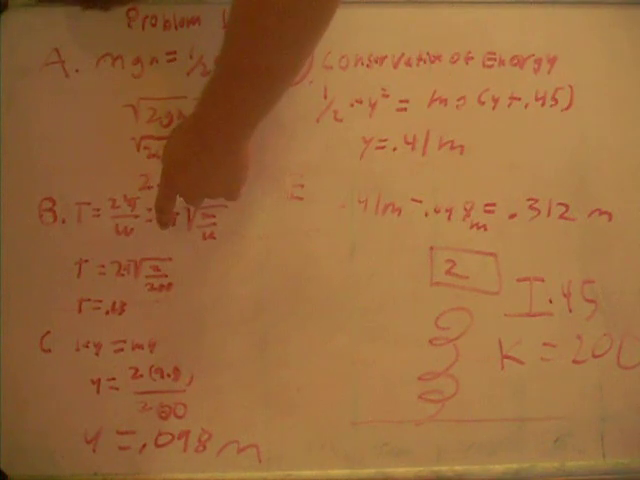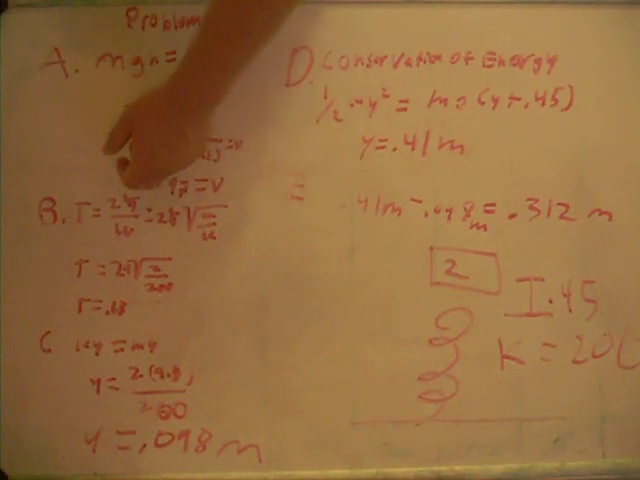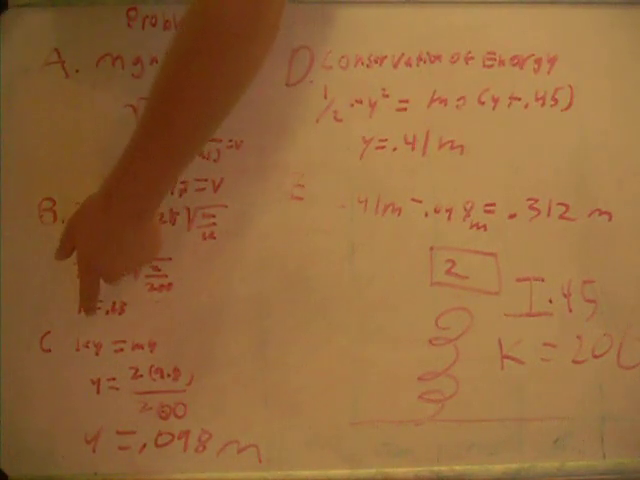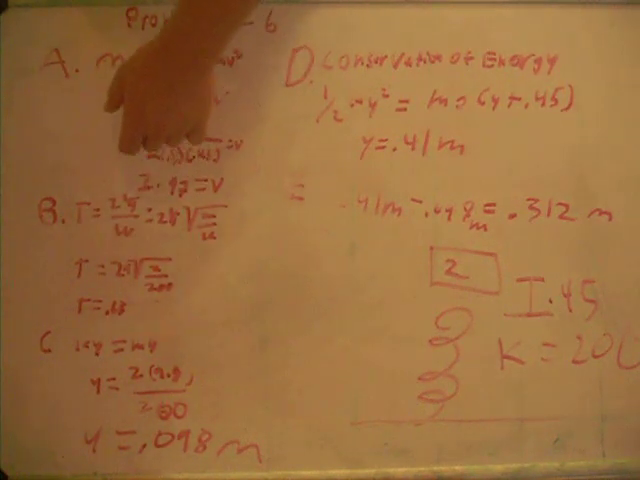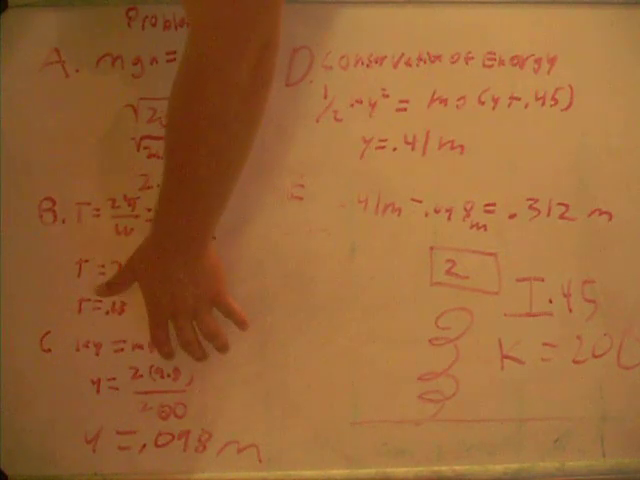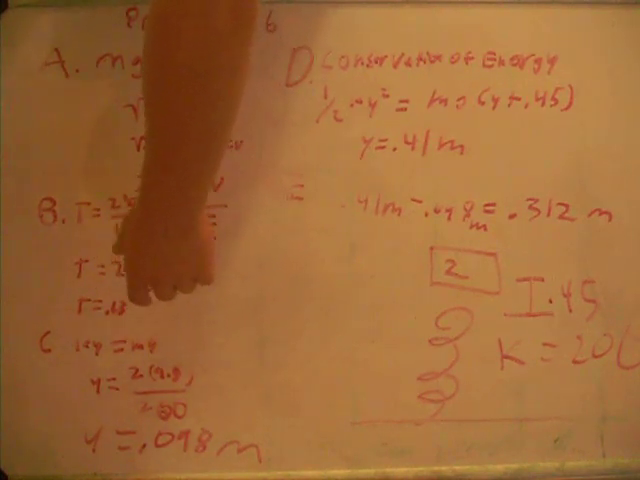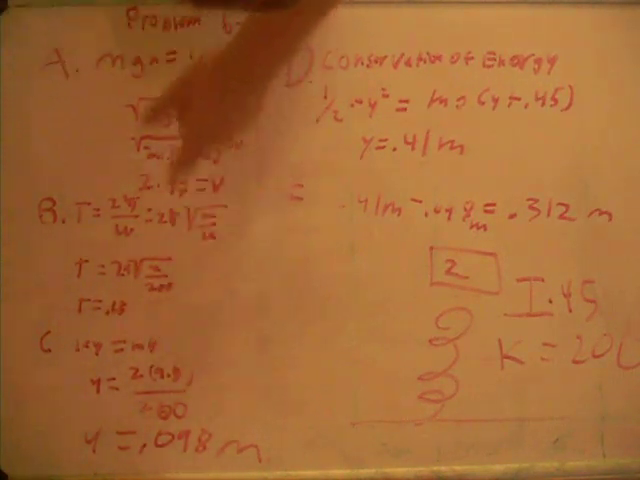For part C, you have to determine the distance that the spring is compressed at the instant the speed of the block is at its maximum. To do this, we set ky equal to mg, and then you solve for y by dividing by k, plugging in the numbers again, and then you get a distance of just under 1/10 of a meter, at 0.098.